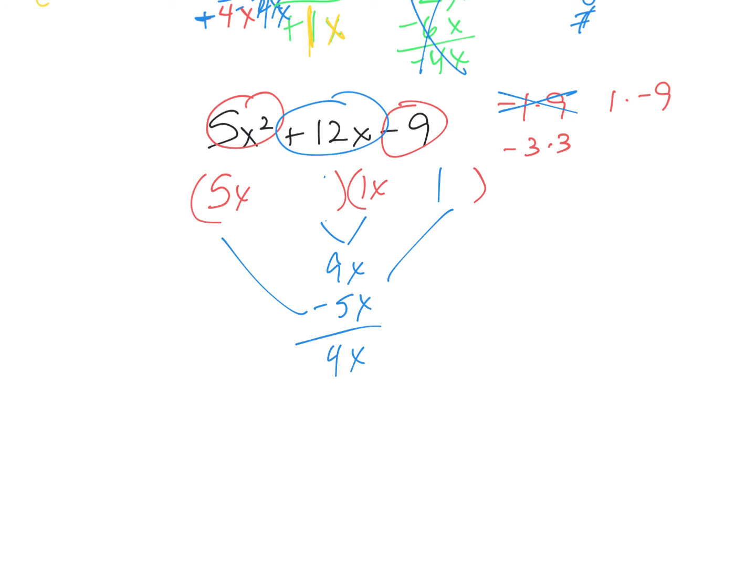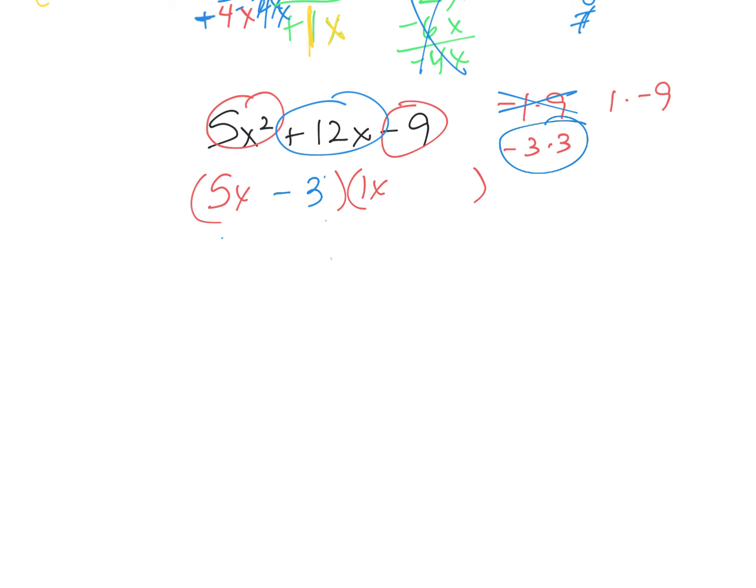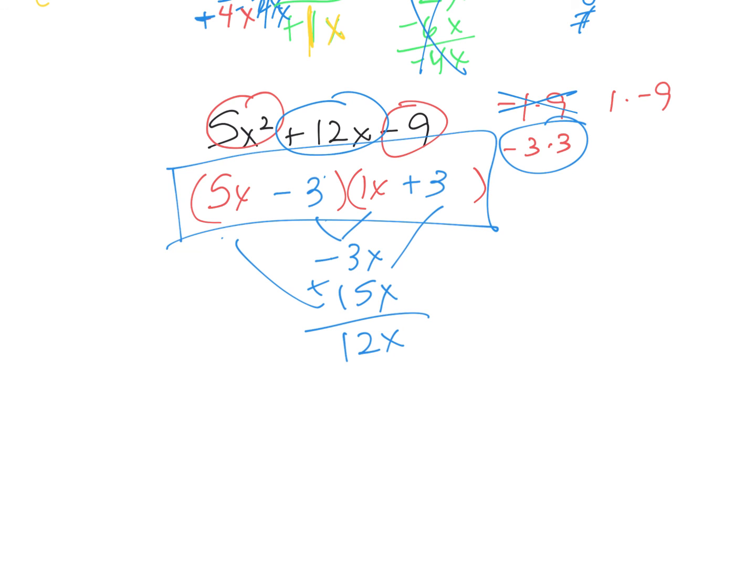So I'm going to erase that, and we're going to start over. And so we're going to try to figure it out again. So again, if I wanted to try this negative 3, if I put a negative 3 and a positive 3, we have negative 3x. Then we have a positive 15x. We add them together and I get a positive 12x. And that's what I needed. So that is my answer.